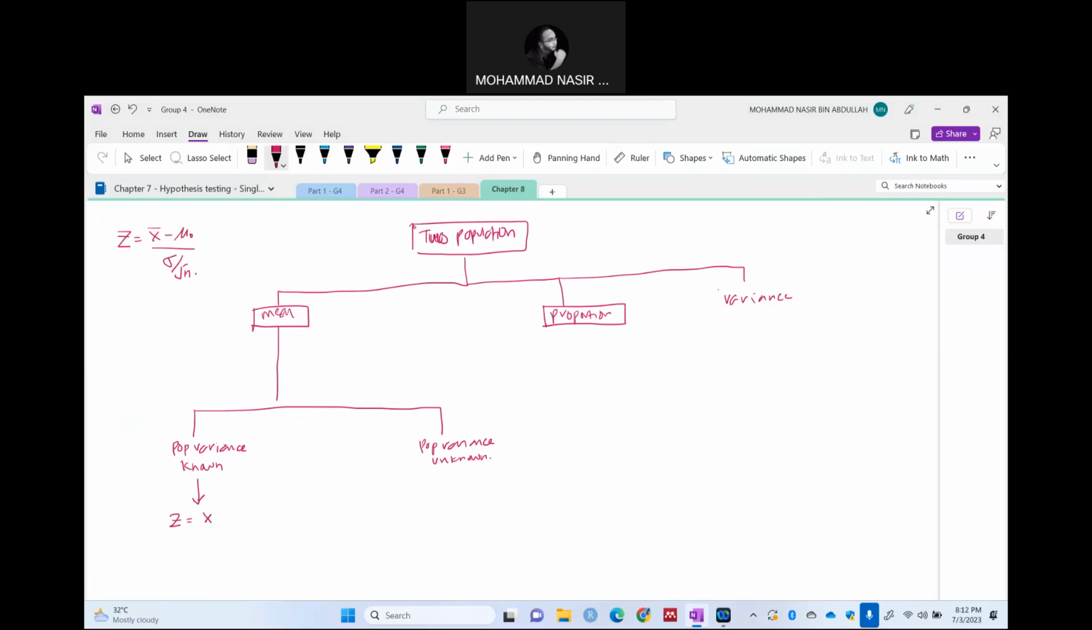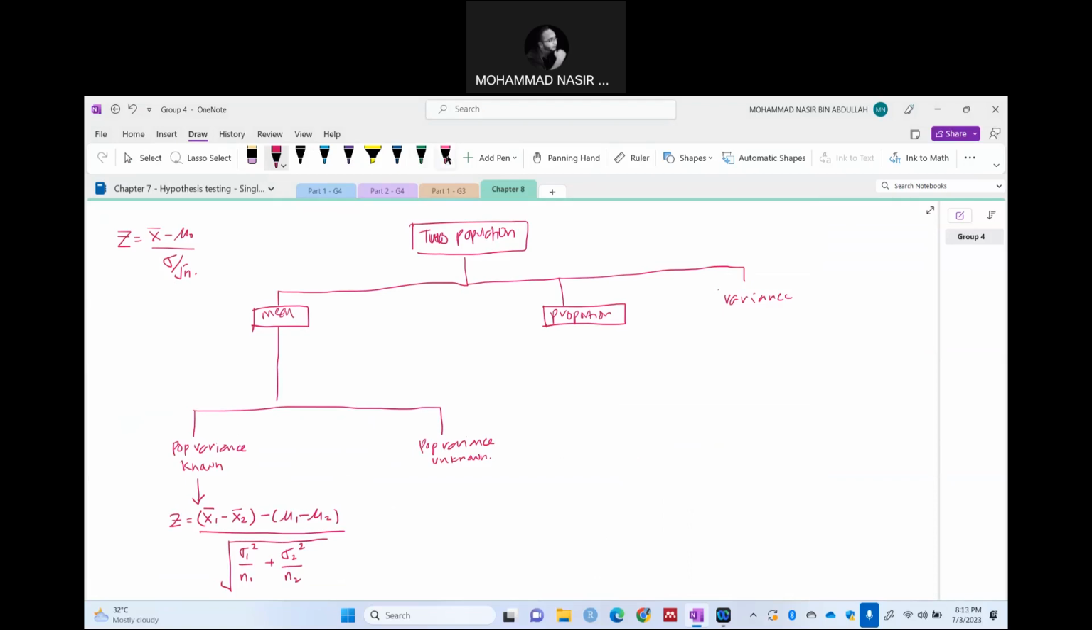If you have two populations, it is x bar 1 minus x bar 2 minus (mu 1 minus mu 2) divided by sigma square 1 divided by n1 plus sigma square 2 divided by n2. Of course, this one we take the square root, right? Okay. So this is the formula when we want to test about difference of mean, and the population variance is known, right?